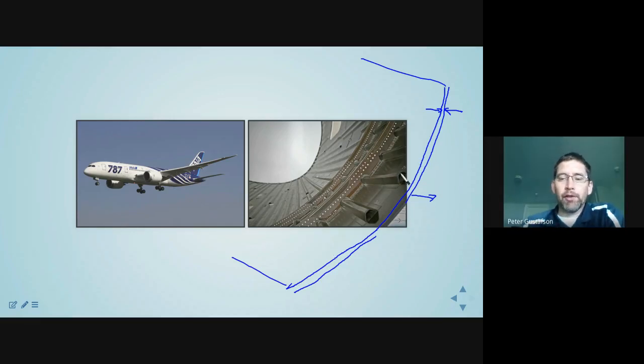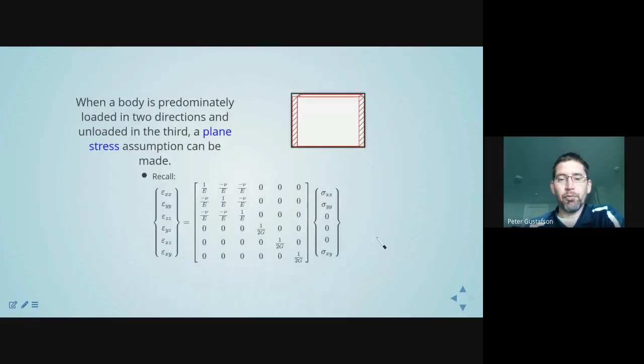So in that circumstance, we can have a small stress, or a stress that we're actually going to just say is approximately equal to 0. And in this circumstance, we call that plane stress. So when a structural body, in this case, as an example, a fuselage, is predominantly loaded in two directions and unloaded in the third, a plane stress assumption can be made. So I'm drawing this isotropic relationship. Obviously that wouldn't apply for the 787, which is a composite structure, but this is a simple description. I think you could generalize.